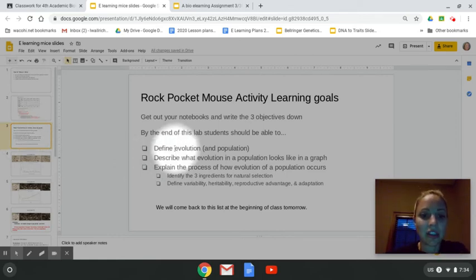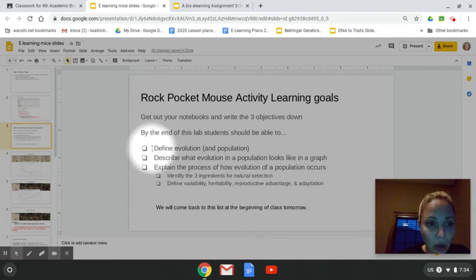You should be able to describe what evolution in a population looks like with a graph. Explain the process of how evolution of a population occurs, identify the 3 ingredients for natural selection, and define variability, heritability, reproductive advantage, and adaptation.